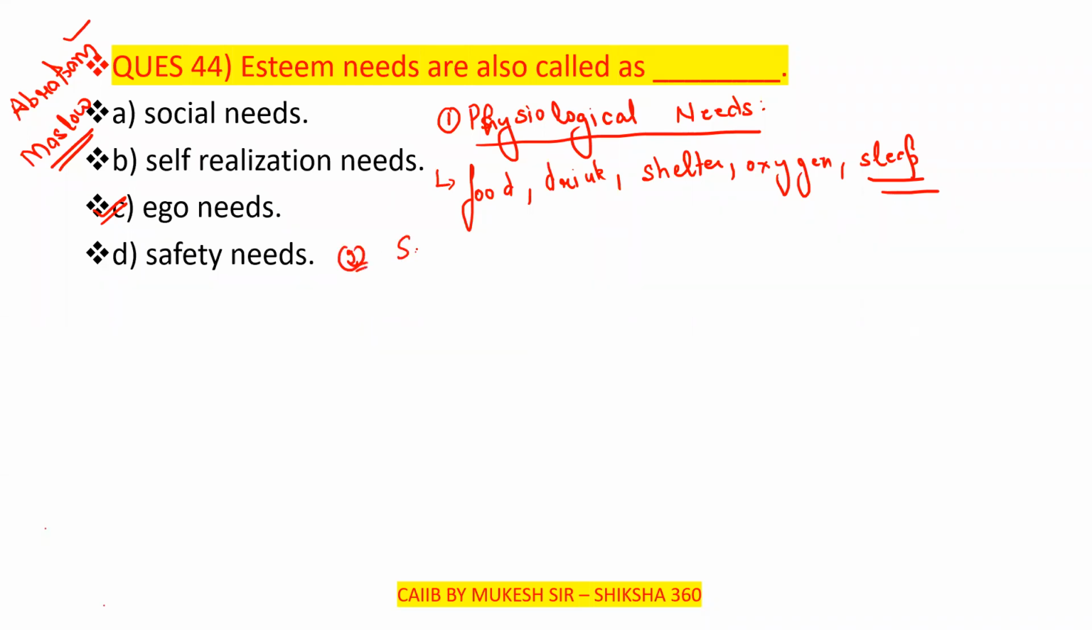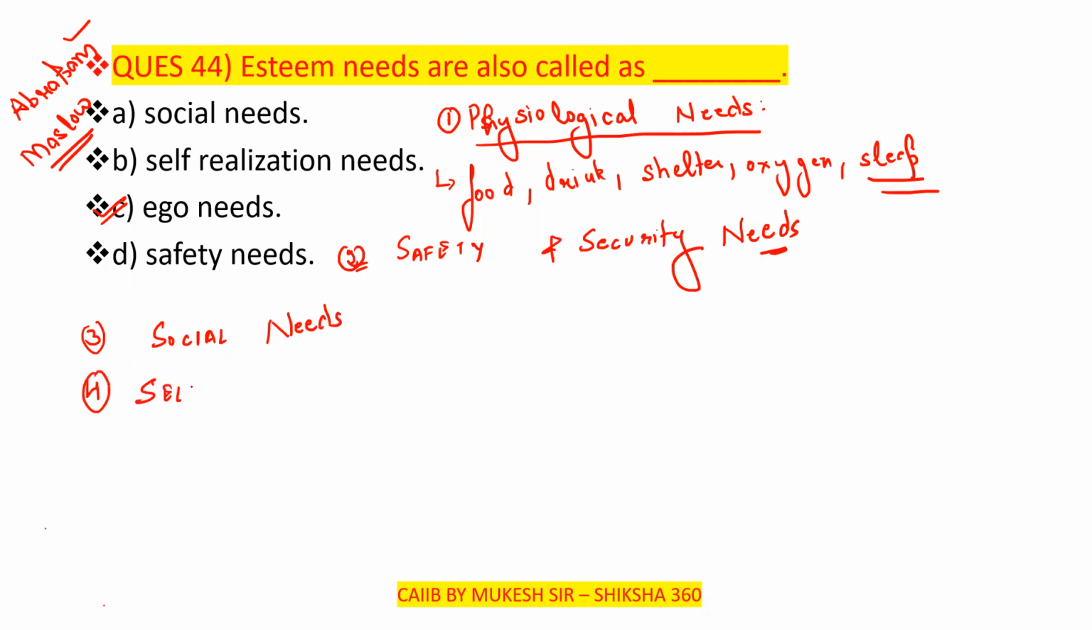Second one is safety and security needs. Third one is social needs. Fourth one is self-esteem needs, or ego needs. Fifth one is self-actualization needs.